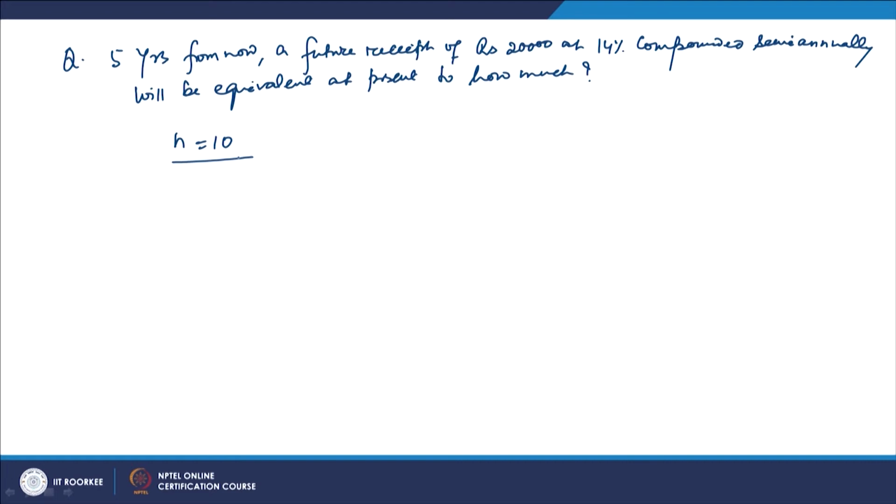Either way, you can calculate the effective interest value, because once you are compounding semi-annually, you have to calculate the effective interest for the year. So, that will be 1.07 raised to the power 2 minus 1.